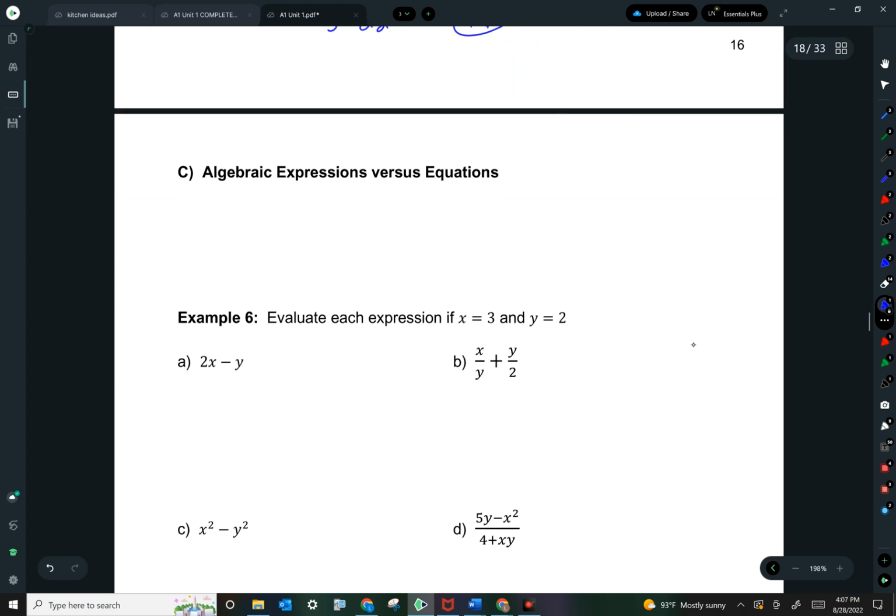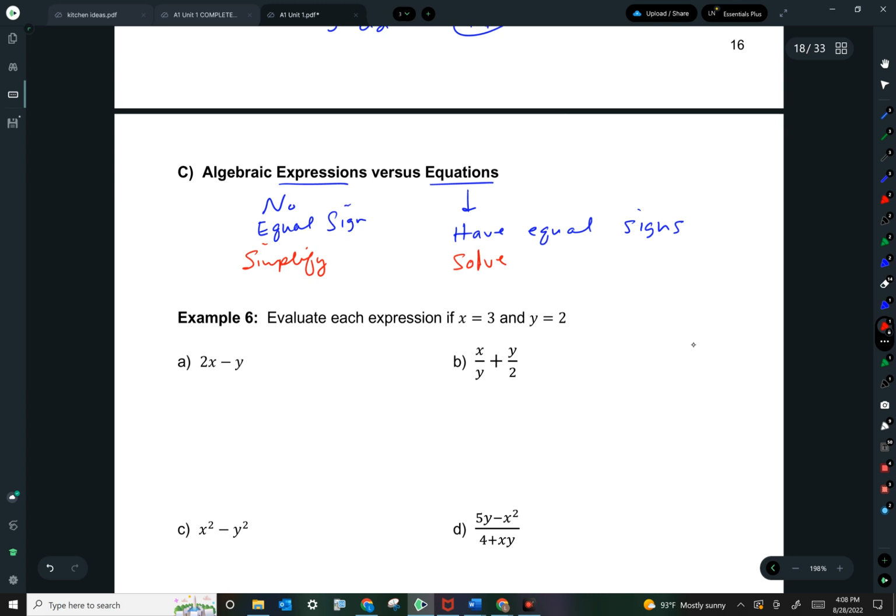Okay, what's the difference between an expression and an equation? Well, you may remember equations have equal signs. Where expressions do not have equal signs. No equal sign. So what that means is you can simplify an expression, but you would solve an equation.